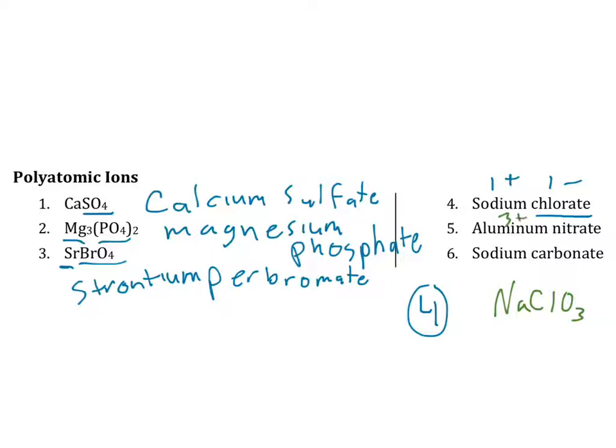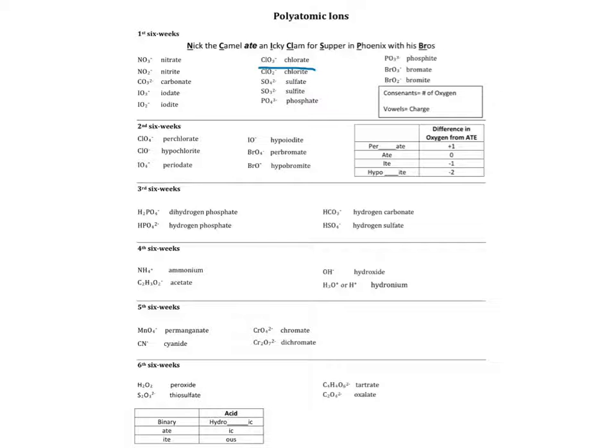Now aluminum is a 3 plus. You can look on the periodic table for that. And then nitrate, if you look at your polyatomic ion sheet, nitrate is right there. It's NO3. And again, if it just has a negative, that means it's a 1 negative. So the small 3 on the bottom tells you the number of oxygens. The number on the top tells you the charge. And so this is a good example.